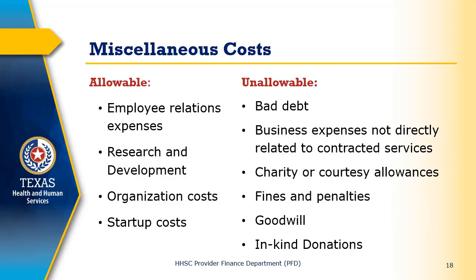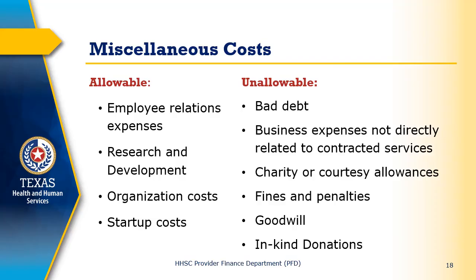Allowable miscellaneous costs encompass a variety of essential expenses that contribute to a business's growth and sustainability. One important category is employee relations expenses, which help maintain a positive and productive workplace environment. Research and development costs are permissible, as they foster innovation and help companies stay competitive in their respective markets. Organizations can also account for organizational costs as allowable expenses, as these are crucial for maintaining operational efficiency and governance. Lastly, startup costs are recognized as allowable expenses, providing new businesses with the financial support they need during their initial phases.